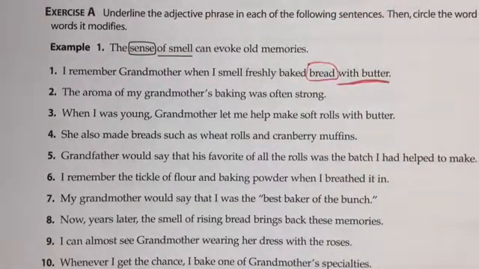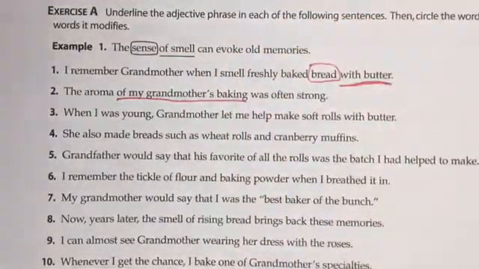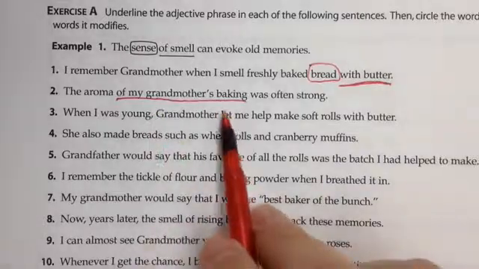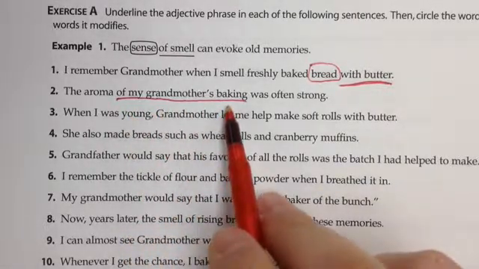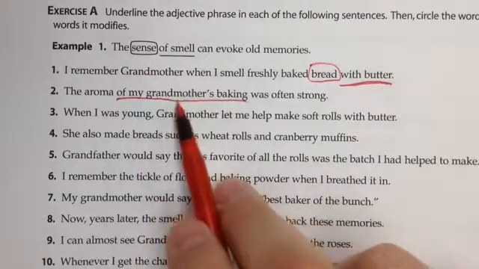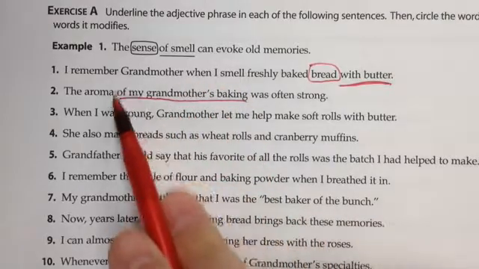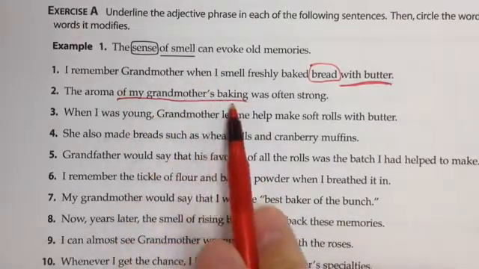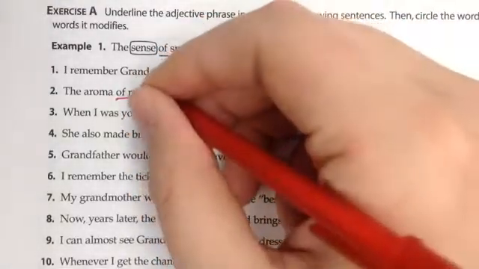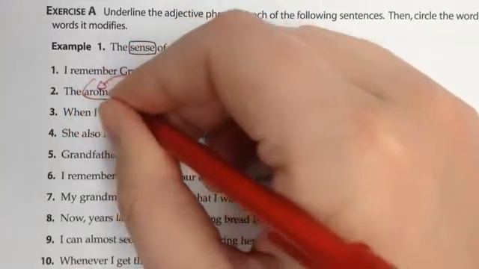Number 2, the aroma of my grandmother's baking was often strong. So, of my grandmother's baking, of is a preposition, and baking is the object of the preposition, and my and grandmother's tells us about the baking. But all together, all of these words make up one prepositional phrase, and they all describe either which one or what kind of aroma. They go back to aroma.